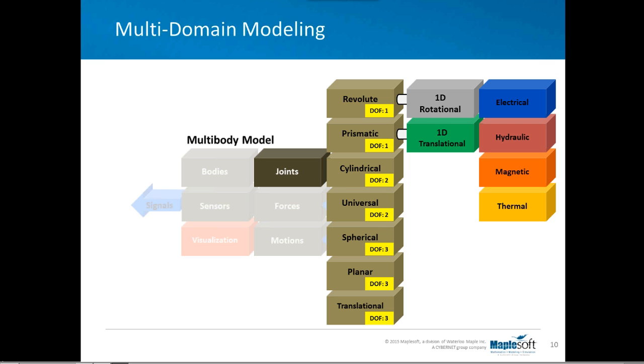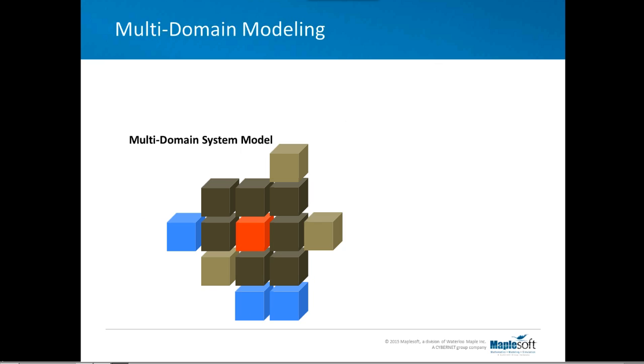These two domains, through appropriate transformers, can be connected to electrical, hydraulic, magnetic, or thermal. We'll see some examples of electrical, hydraulics, and thermal in this presentation of how these domains connect together. So this is how the multi-body part of the system gets incorporated in a bigger system, the system level model that incorporates other domains.